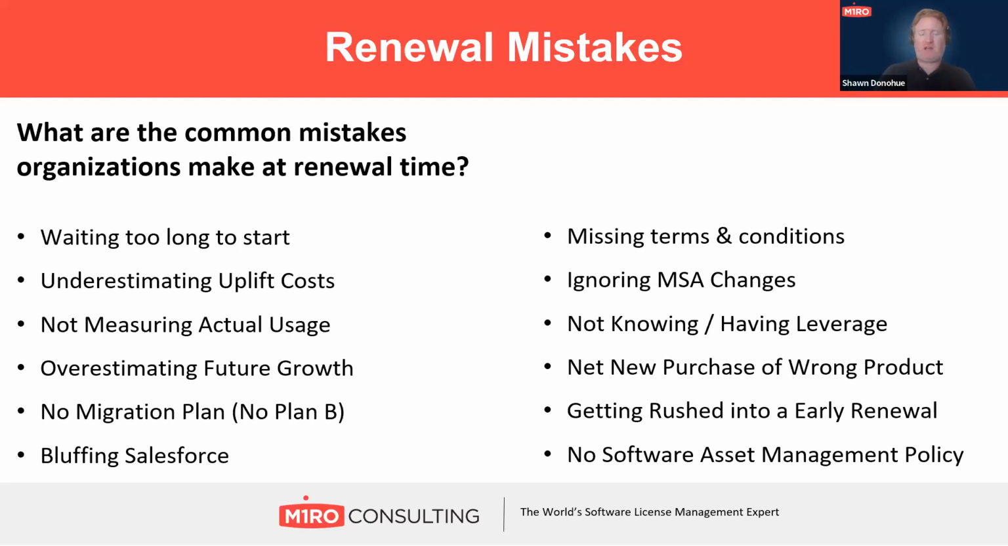Don't buy the wrong product. We have seen it many times. Most commonly, organizations can't decide between Community Cloud and Partner Cloud, and they have new names now that escape me. They just changed their names a few weeks ago, but most of you probably still know them as Partner and Community Clouds. So don't buy the wrong one. We see that very frequently because they misunderstand the scenario they're going to use them in. Don't get rushed into an early renewal that you're not ready for, and most importantly, have a software asset management policy. That is one of the biggest mistakes we see with all vendors.